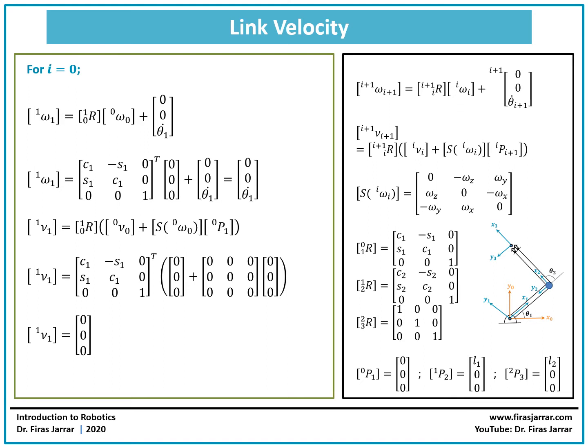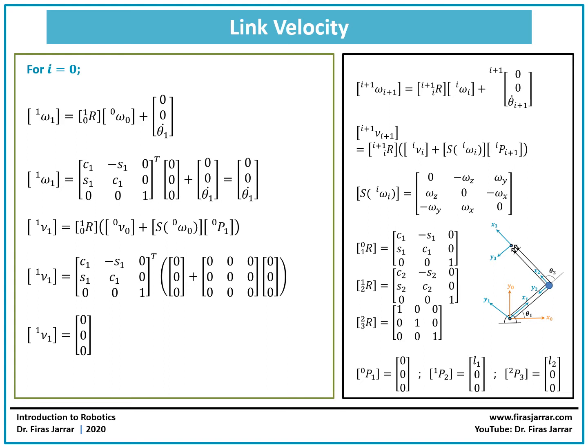So you can see that if we substitute for i with 0, this becomes V1, and this becomes R of 0 with respect to 1, and this is V0, and this is the skew symmetric matrix for the 0 omegas, and this is the position of 1 with respect to 0, which is what we can see here. So then again, as before, R01 is the transpose of this matrix.